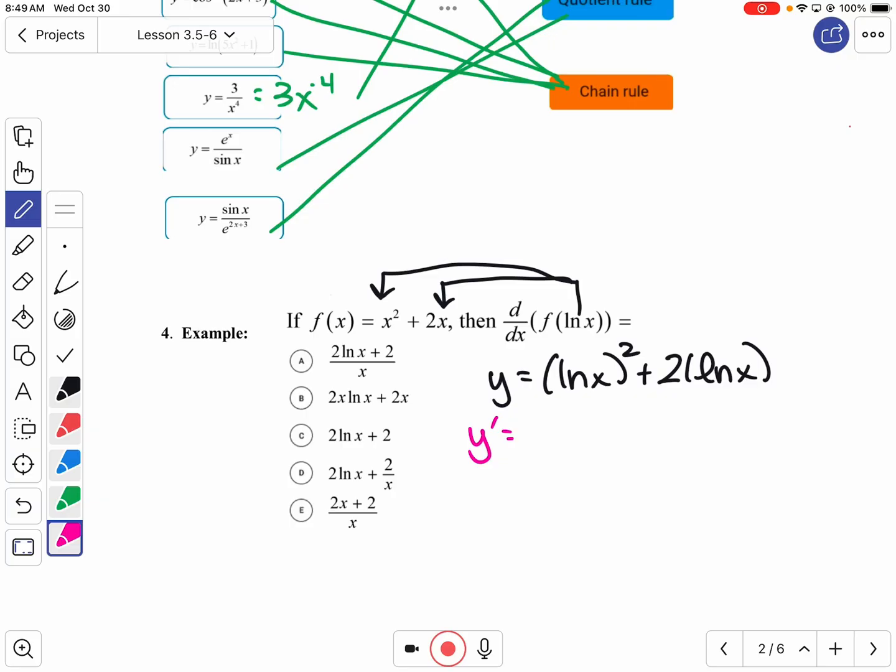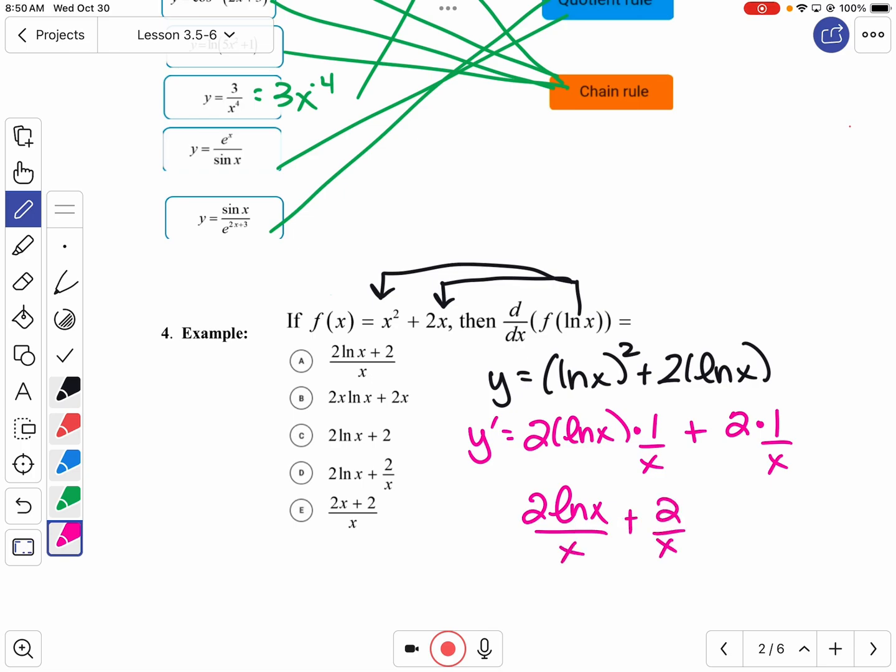So y prime or dy dx, chain rule, 2 ln of x times the derivative of the inside stuff. What's the derivative of ln of x? 1 over x, plus 2 ln of x. I'll keep the 2, and what's the derivative of ln of x? 1 over x. Remember, if it's just a coefficient, you don't need a product rule. You just keep it. And so if we simplify, that gives me 2 ln of x over x plus 2 over x. Or if I put it all together, since they have a common denominator, 2 ln of x plus 2 all over x.